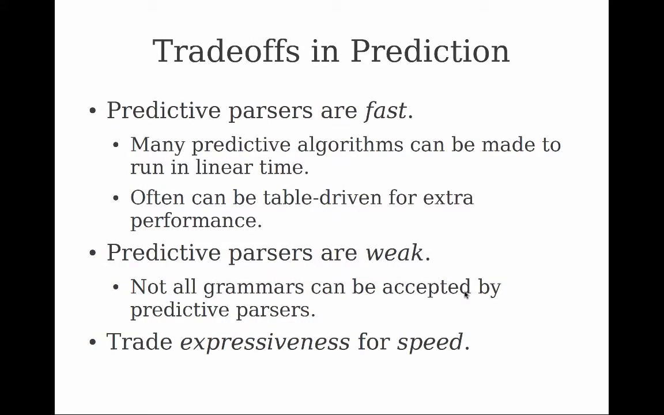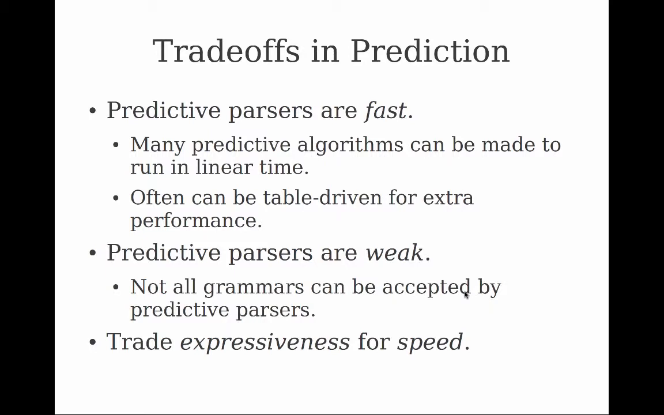There are some trade-offs in predictive parsing. Parsers are fast. In fact, many of these algorithms can be made to run in linear time. And beyond that, they can often be made table-driven for extra speed. So not only are they linear, but the coefficients of the time complexity are very low. Predictive parsers, however, are weak. Not all grammars can be accepted by predictive parsers.